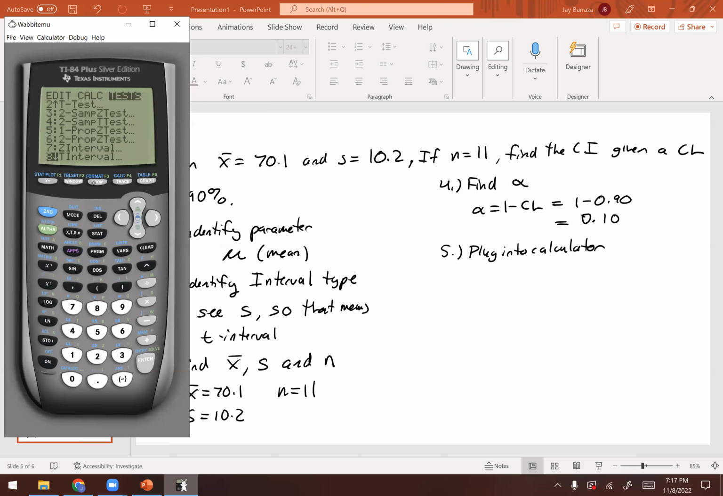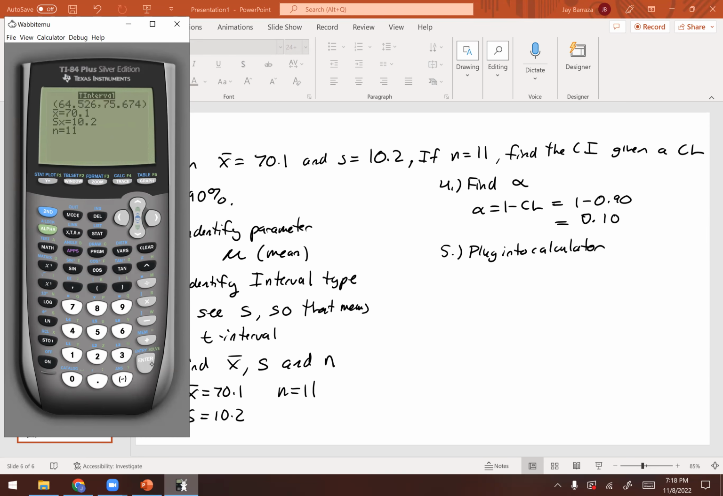Okay, so T interval, my X bar is 70.1. My standard deviation is 10.2. My sample size is 11. And my confidence interval is 90%. Okay, so in this problem, we actually didn't need alpha, but it's always nice to have it because maybe you're doing a hypothesis test. And then we calculate. Now remember, you only press enter once for these, not twice like the distributions.